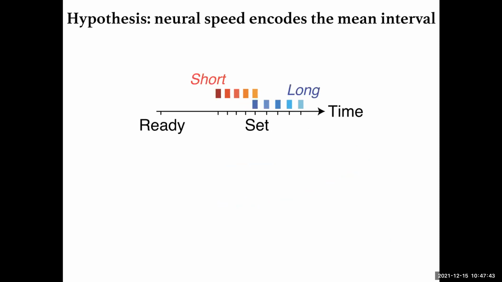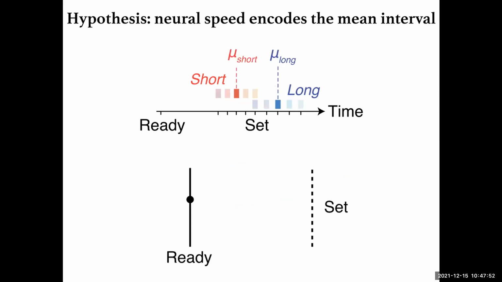Our main hypothesis was that the neural speed might in fact encode the mean interval within each distribution. And here is what we were thinking specifically. Imagine the activity of the population here is summarized by this black dot. And the activity starts from a given state at the time of ready and moves towards the target state at the time of set, represented by this dashed line.